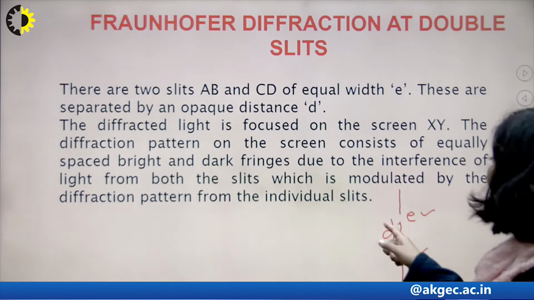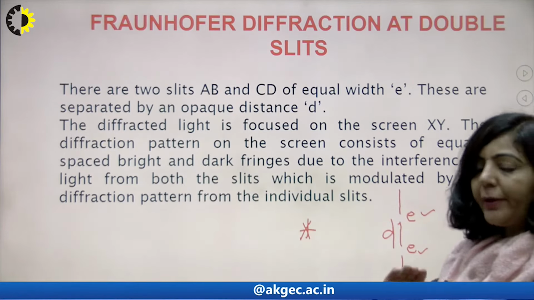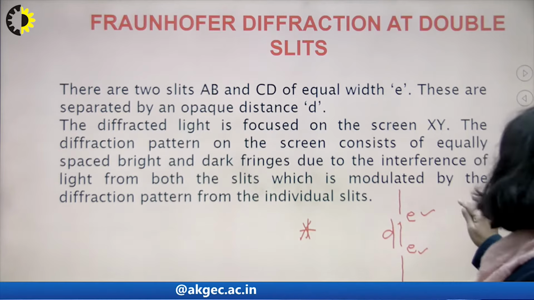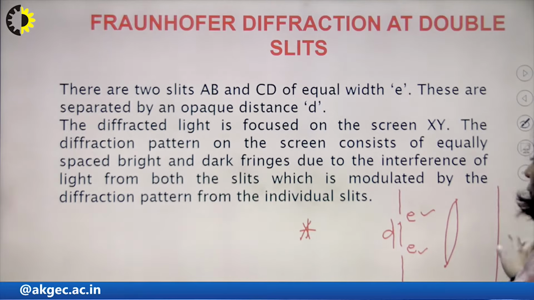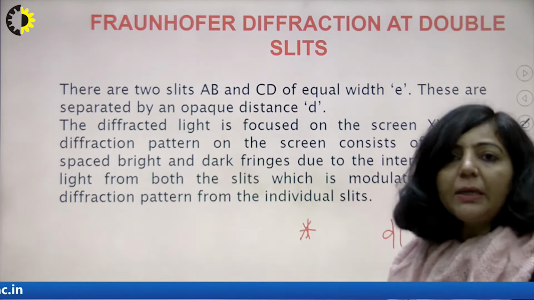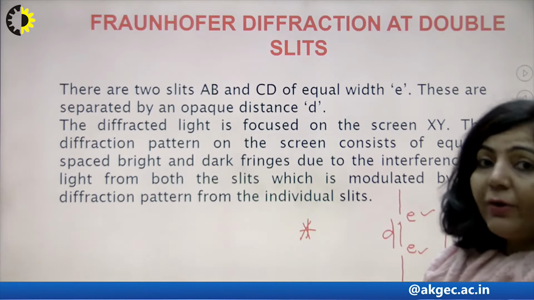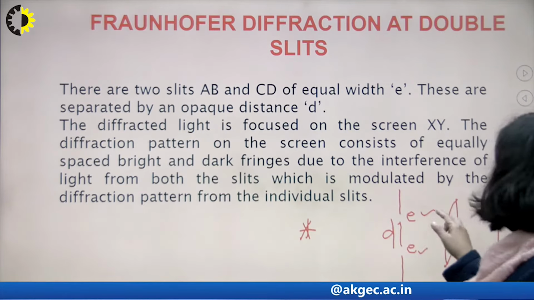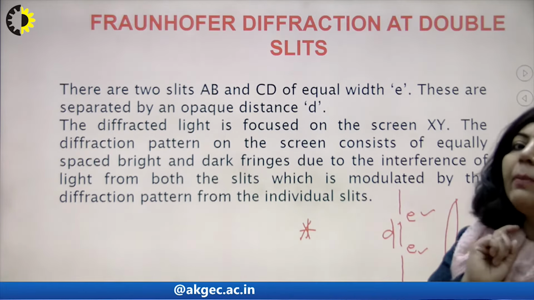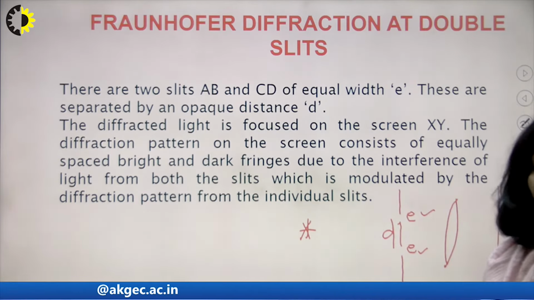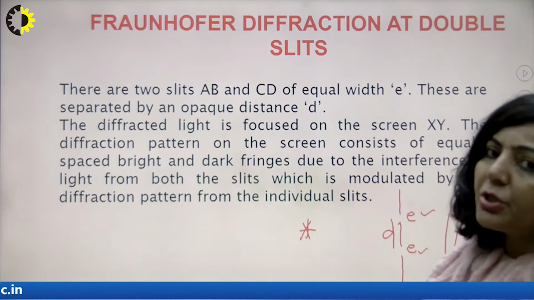Initially you have a source of light. From that source you get parallel light rays with the help of a convex lens. Then another convex lens converges the diffracted light rays over the screen XY. Over the screen XY, light rays diffracted through the same angle converge at the same point. If you have 10 light rays diffracted through angle theta, all those 10 rays converge at a single point over the screen XY. If you have 10 different rays diffracted through an angle theta dash, all those rays will converge at a single point.